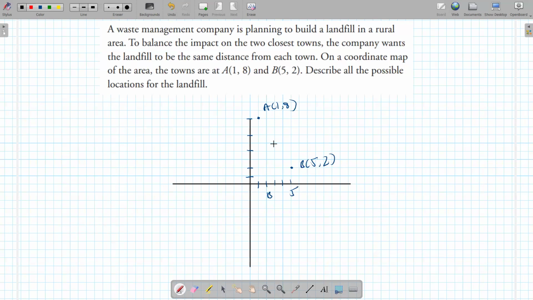So we need the landfill to be somewhere here, right? If it has to be equidistant, that means this distance has to be the exact same as this distance. How do we find that point? What is it called? We've already talked about it today. The midpoint. So how do you find the midpoint between these two points?